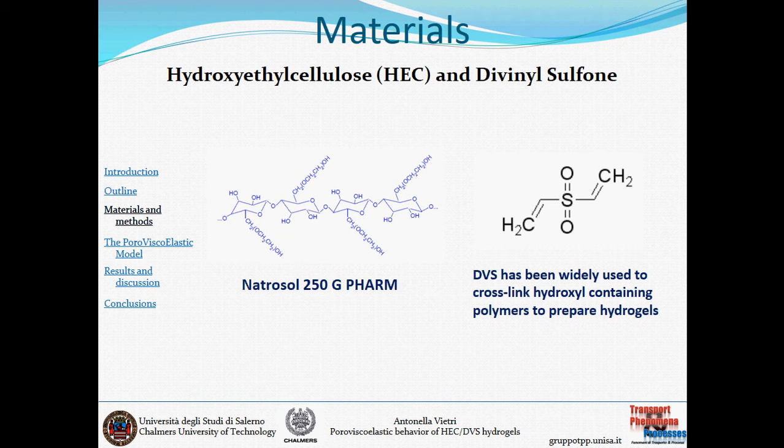The HEC, the hydroxyethyl cellulose, is a cellulose derivative obtained by replacing hydroxyl groups inside the molecule with hydroxyethyl groups. The divinyl sulfone has been widely used to cross-link cellulose derivatives.